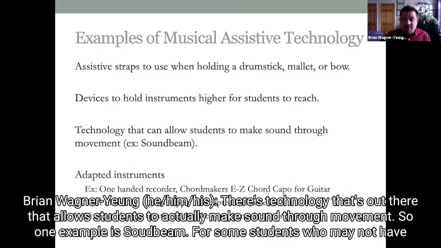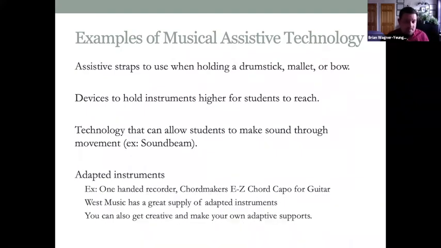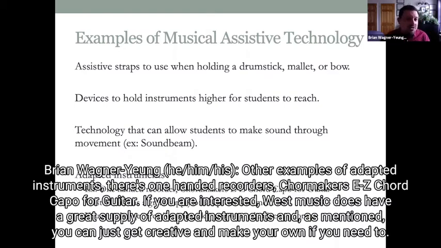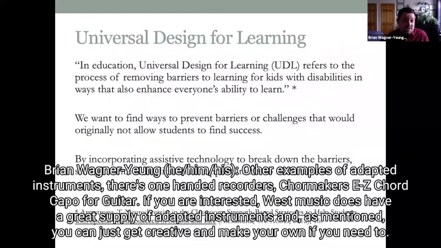There's technology that's out there that allows students to actually make sound through movement. So one example is Soundbeam. So for some students who may not have as much verbal ability and may be very limited with their movements, if they can just move their hand a little bit, Soundbeam picks up on that movement and transfers it over to sound. So it allows them to make music. Other examples of adapted instruments, there's one-handed recorders, Chord Maker's Easy Chord Capo for guitar. If you are interested, West Music does have a great supply of adapted instruments. And as mentioned, you can just get creative and make your own if you need to.